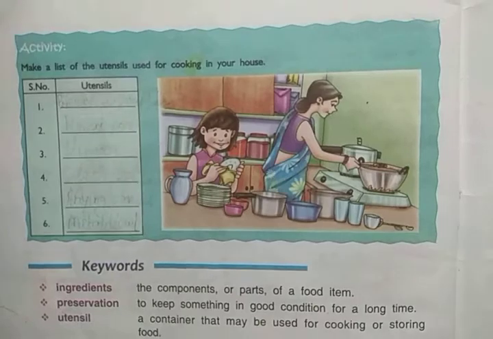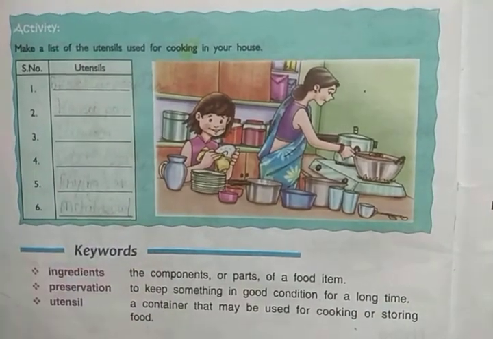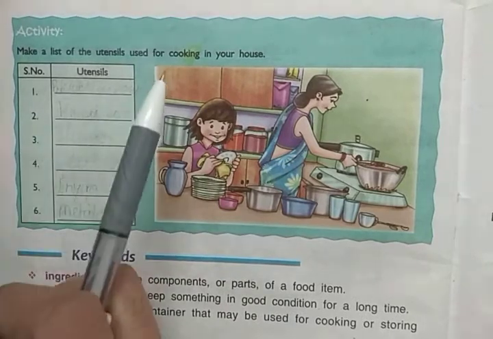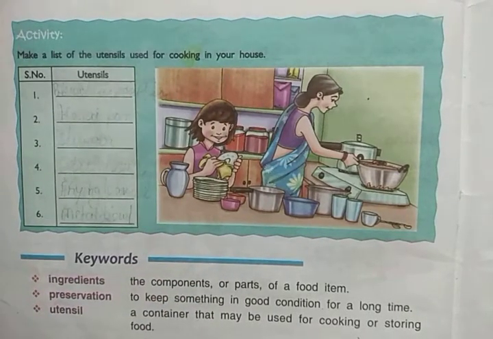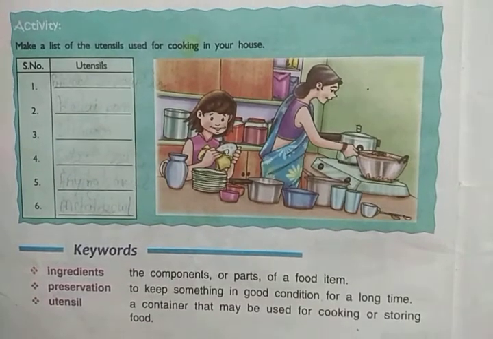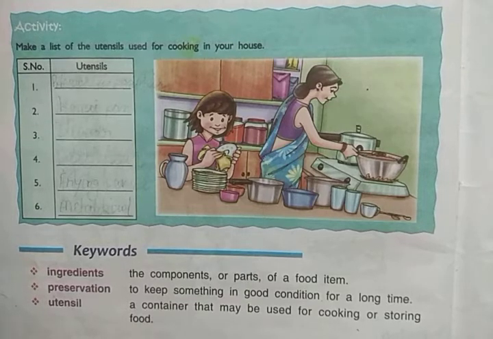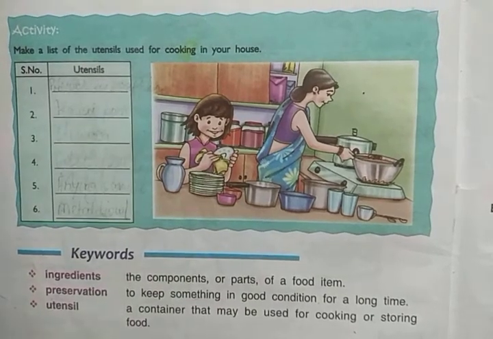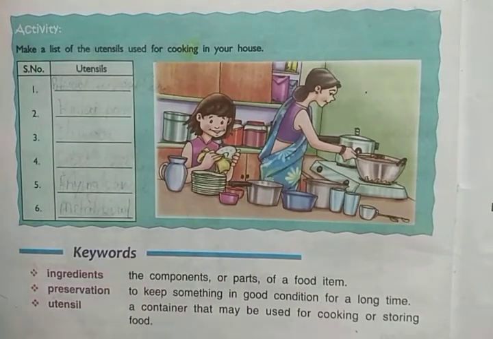Now here is one activity. You have to make a list of utensils used for cooking in your house. Which utensils does your mother use for cooking food? You have to write only 6 utensils which are used for cooking.